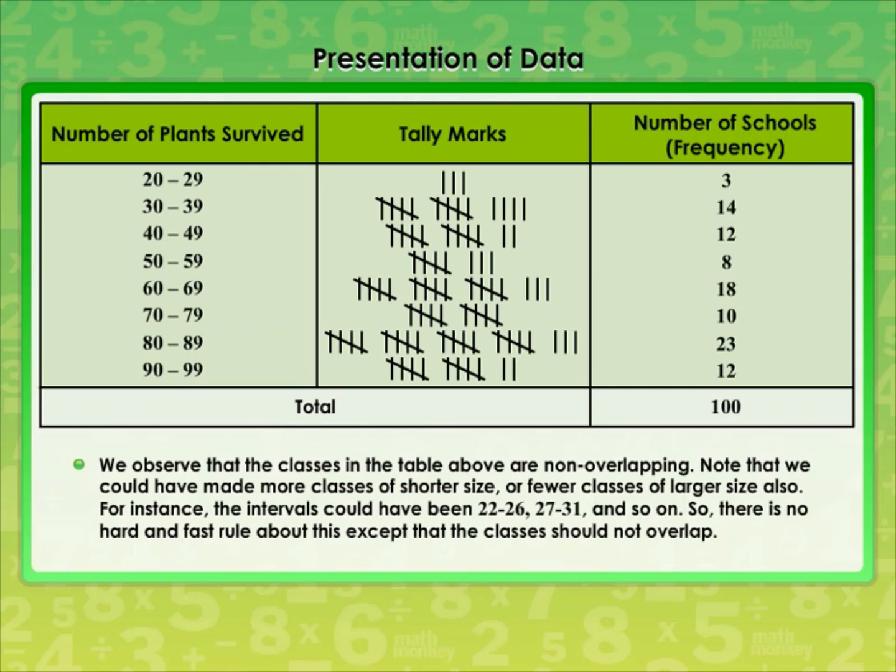We observe that the classes in the table above are non-overlapping. Note that we could have made more classes of shorter size or fewer classes of larger size too. For instance, the intervals could have been 22 to 26, 27 to 31, and so on. So, there is no hard and fast rule about this, except that the classes should not overlap.